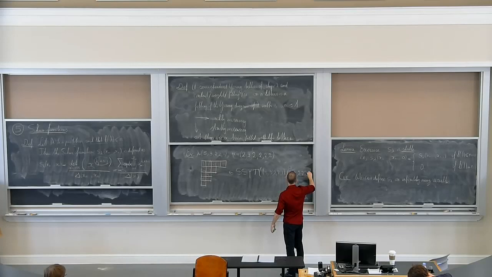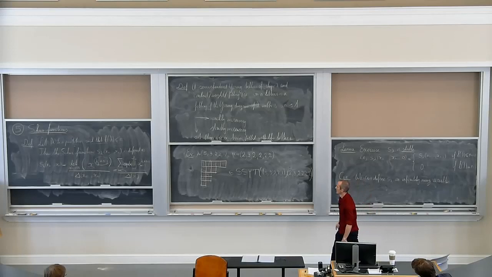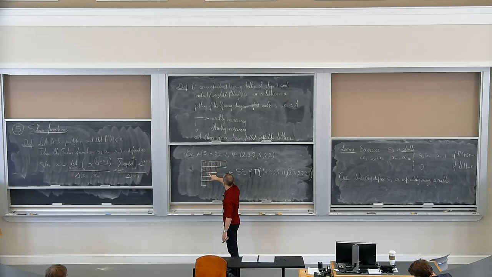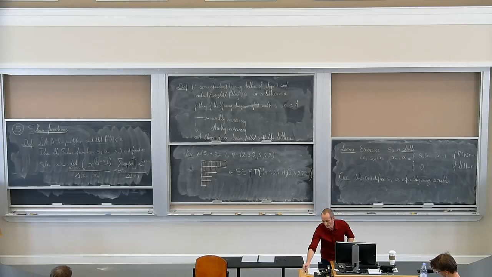Okay, so of course it's not the only filling with this shape and this content here, right? I could have done it differently. I could, for example, swap this 3 and that 2 and it would still be a valid filling. Okay, so there's many ways. If I give you a lambda and an alpha in general, there's many ways to do this. Okay, any questions about that? Because this is an important definition.